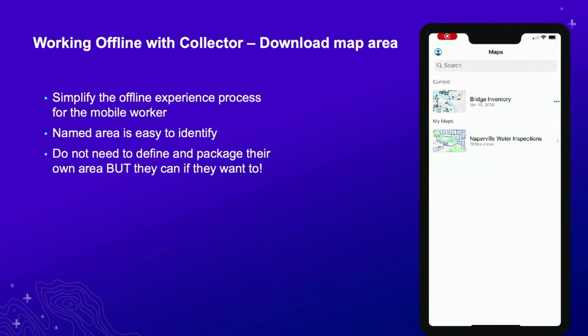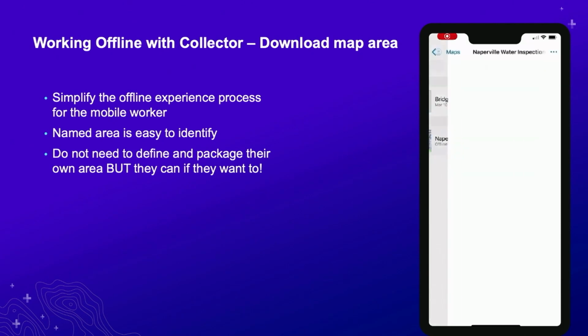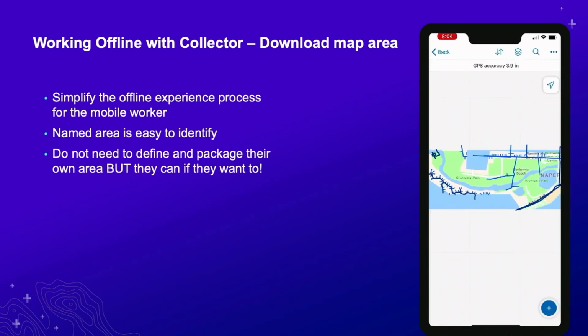Next thing I wanted to talk about was the way that we've simplified the offline experience for the mobile worker. You can see that as I had created that pre-planned map area, it was shown as a name, the Riverwalk Park. I could tap on the map, go to that specific area, and just download it by its name. And there you see that specific offline map area on the device.